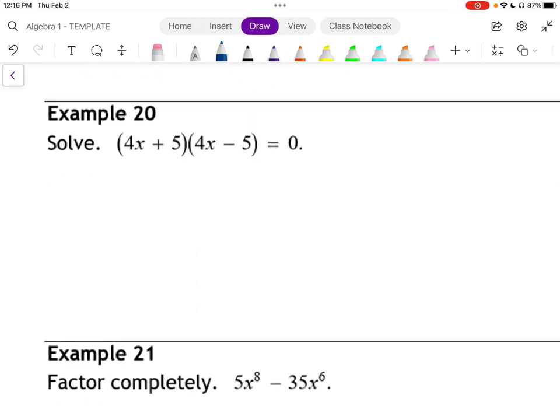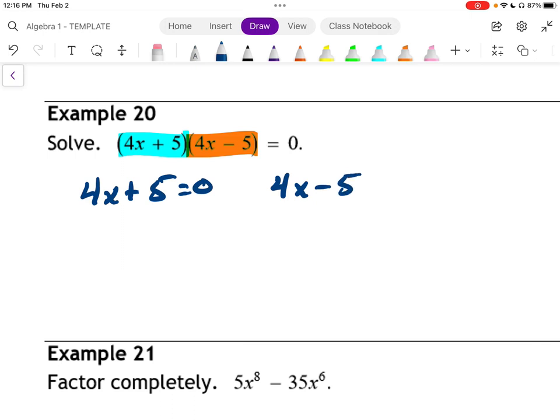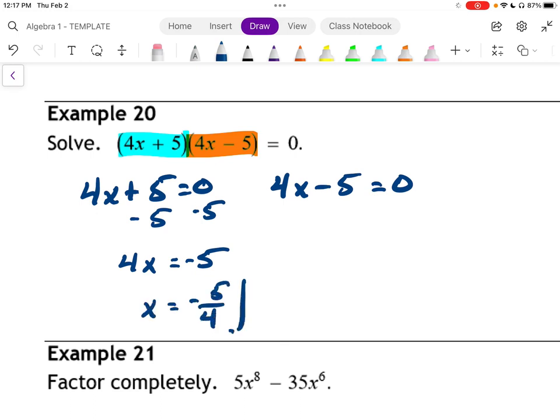Next up, again, we have 2 pieces. We have the left piece and the right piece. I'll say 4x plus 5 is 0 and 4x minus 5 is 0. On the left side, I'll subtract 5 and I get 4x is negative 5. Then I divide by 4 and I get x equals negative 5 over 4. All right, so that's our first fractional answer, but that's okay. We can get fractions as an answer here.